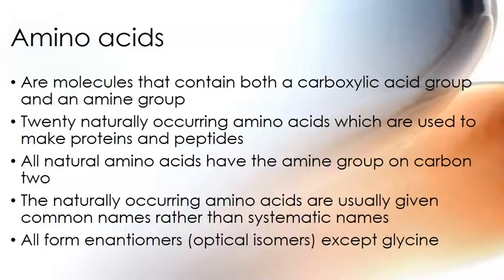All of these naturally occurring amino acids, and I'll show you the structures of them in a moment, have the amine group on carbon 2. So there's a carboxylic acid group on carbon 1. Carbon 2 has an amine group, and then there is some other bit.